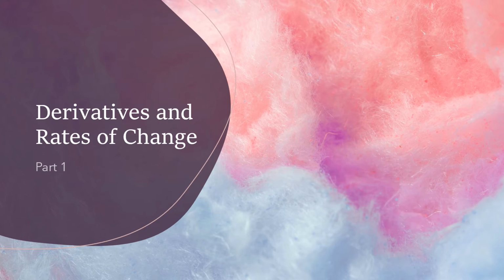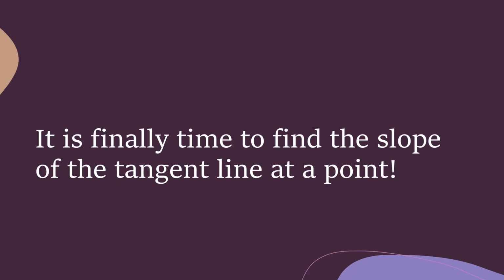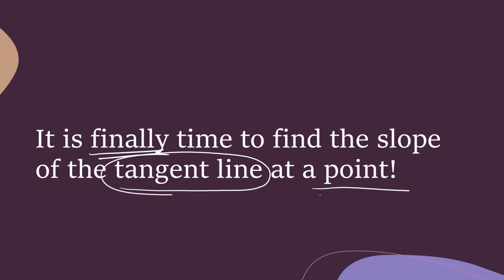Derivatives and rates of change, Part 1. It's finally time to find the slope of a tangent line at a single point, which is what we were trying to be able to do starting from the very first part of Calc 1.